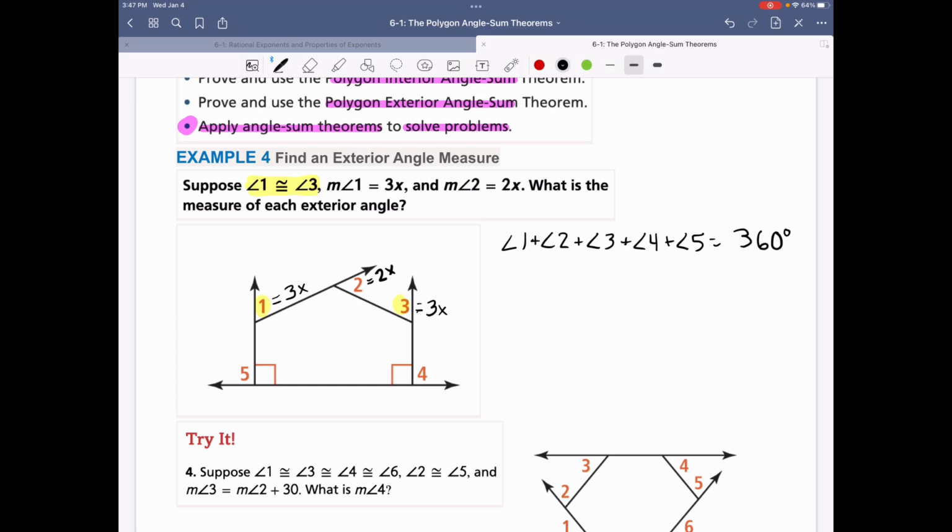And we can see that angles 4 and 5 are a linear pair with a right angle. So these are both right angles as well, because the two right angles make a linear pair, a straight line of 180 degrees. So now I'm going to go in and fill this in. Angle 1 is 3x. Angle 2 is 2x. Angle 3 is 3x. Angle 4 is 90 degrees, and angle 5 is 90 degrees.